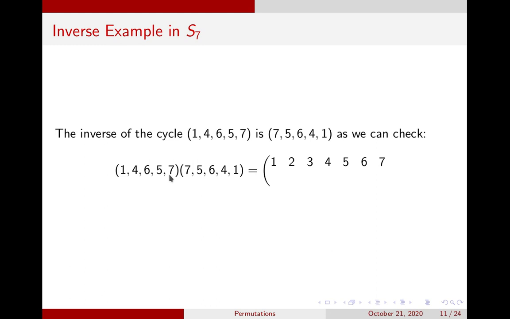If you multiply these two cycles, the first and the second, which I'm claiming is the inverse of the first, let's see, remember we're working from right to left. So what happens to 1 when you do these two cycles in succession? The leftmost cycle sends 1 to 7. The rightmost cycle sends 7 to 1. The net effect is that 1 is sent to 1.